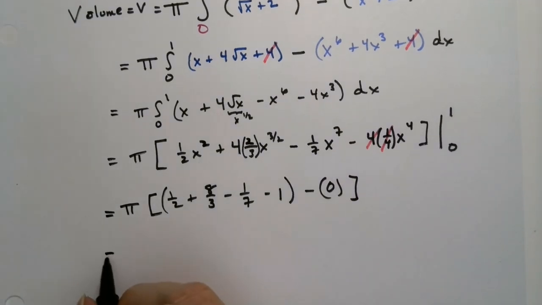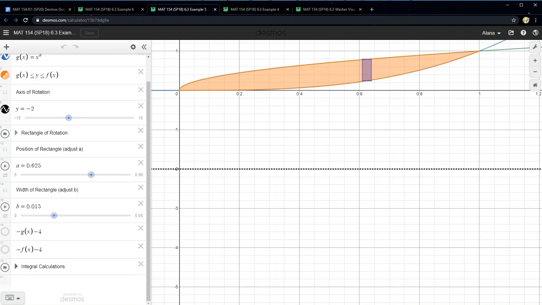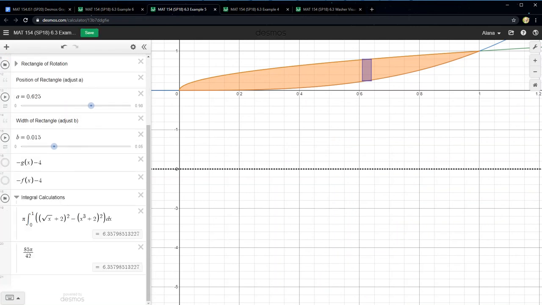And then we would use Desmos. This is what Desmos is good for. So we would find that in Desmos. There's the axis of rotation, and I have the integral calculations right down here. And it's 85 over 42 if you want to see the fraction part, because the pi just makes it become irrational. So it's 85 pi over 42. Again, it's centimeters, so centimeters cubed, which is about 6.358 centimeters cubed.